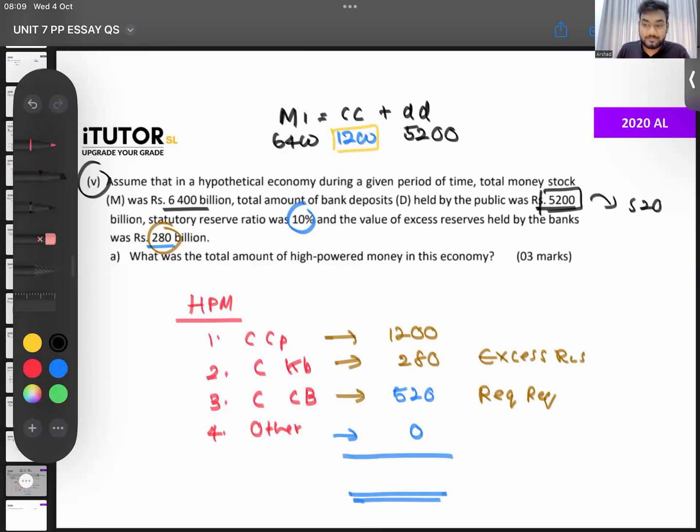So then you get your total high powered money. How much is the number? 1,200 plus 280 plus 520? 2,000. And give it nicely in billions and all. Don't just say 2,000. The question itself is to calculate that number. So you can say rupees 2,000 billion. More correct answer. So don't miss that small rupees and billion. They can cut marks.